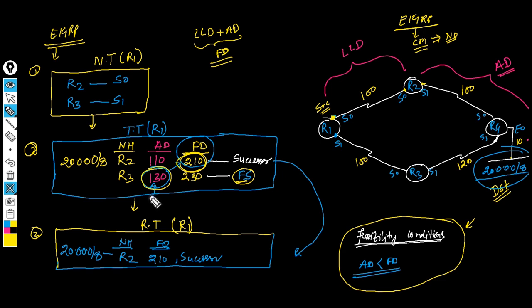If the value is more, let's say 400 in terms of AD here, and the other is 210, it means it is not matching the feasibility condition. If it is not matching, there is no feasible successor, only the successor path will be there. So the topology table is a kind of database table where it contains the successor as well as the feasible successor path if the feasibility condition matches. But in the routing table, only the successor path will be there. So that's it for this particular scenario.